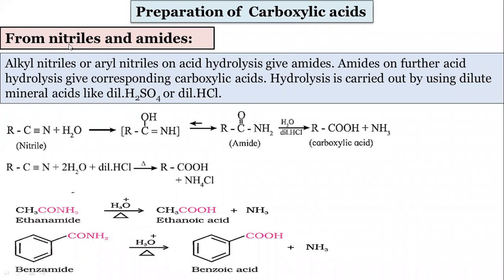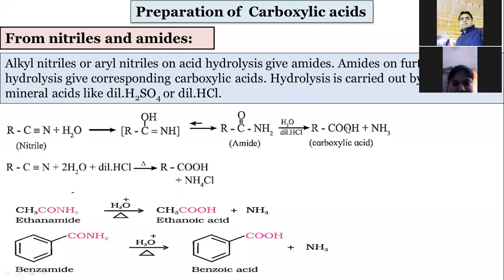Revise this reaction from nitriles and amides. Nitriles are also called cyanides. Any alkyl nitrile, when it is hydrolyzed, first gives this intermediate, and this intermediate after tautomerization forms amides. These amides, after acidic hydrolysis, give the carboxylic acids. This is the best method for the preparation of carboxylic acids by using amides.